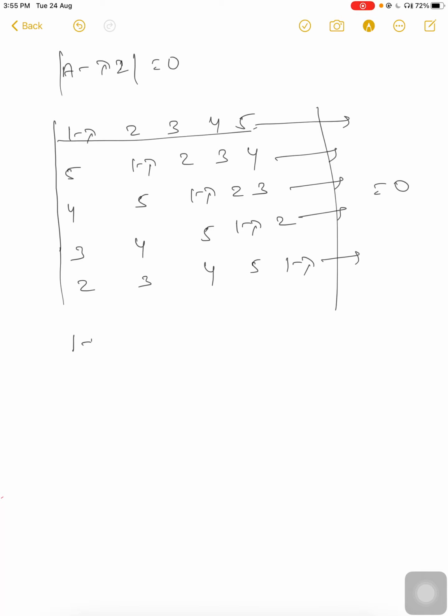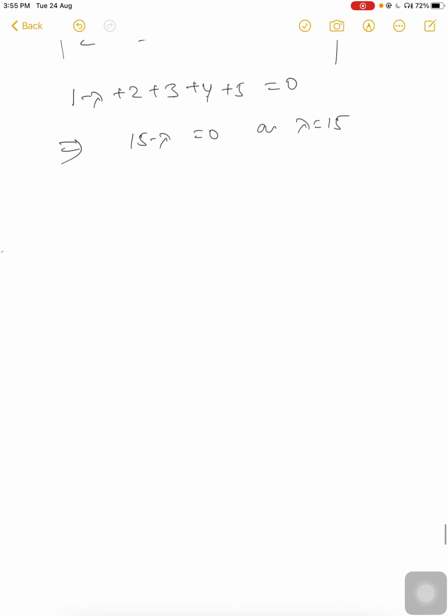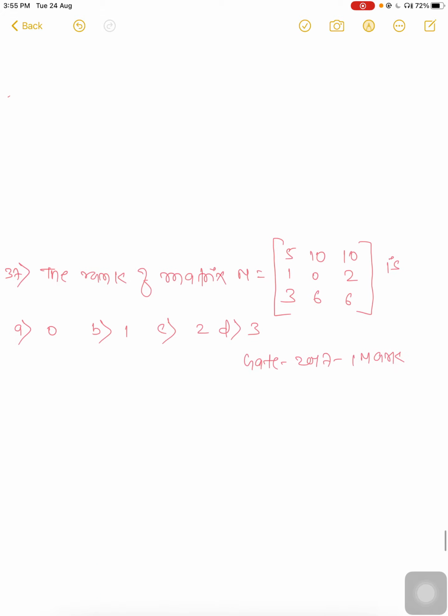So when you sum all the rows' values, then 1 minus lambda plus 2 plus 3 plus 4 plus 5 is equal to 0. Then 3, 6, 10, 15. So 15 minus lambda is equal to 0, or lambda is equal to 15. So the answer will be lambda is equal to 15.